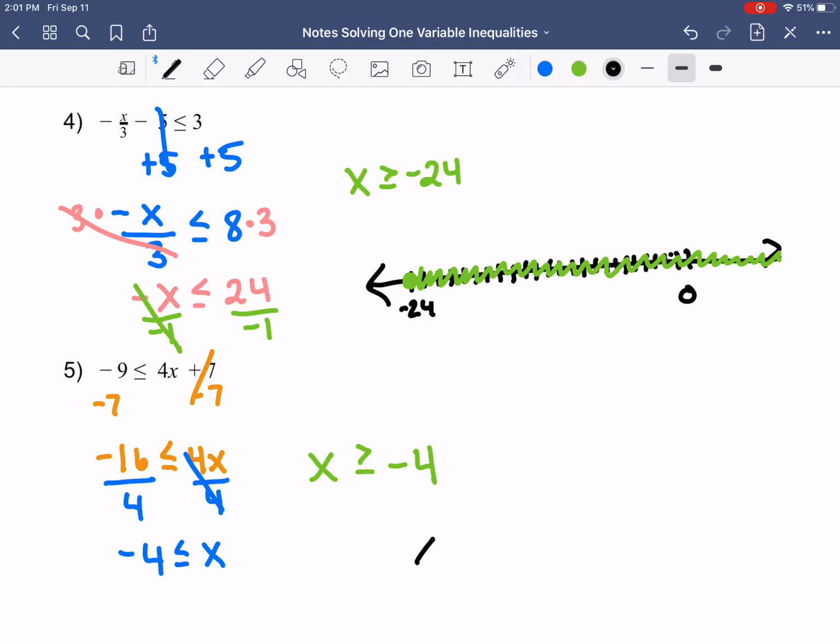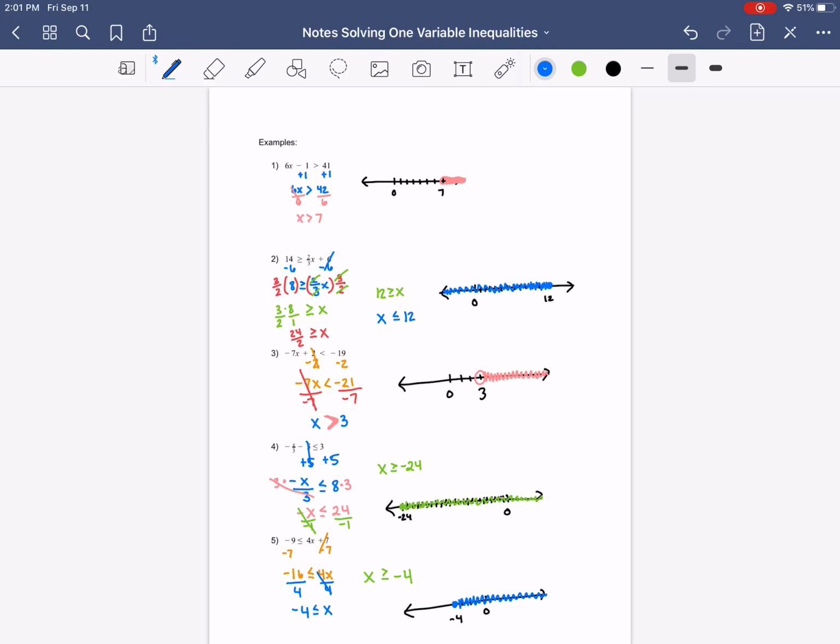So on my number line, I'm going to go to negative 4. And I'm going to have a closed circle because it says that it could be equal to negative 4. It says x is greater than, and greater than would mean I would shade to the right. All of these numbers are greater than negative 4.